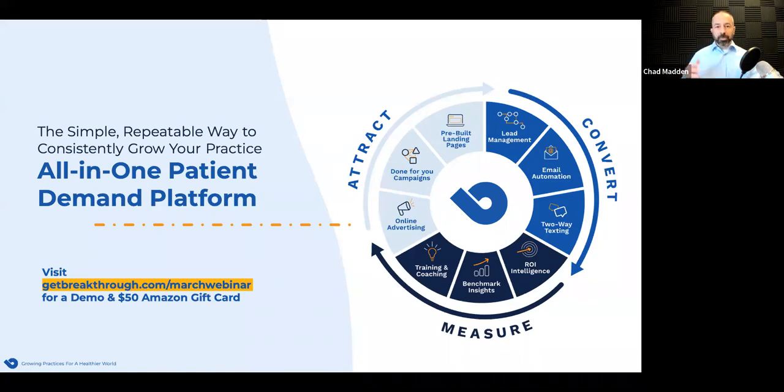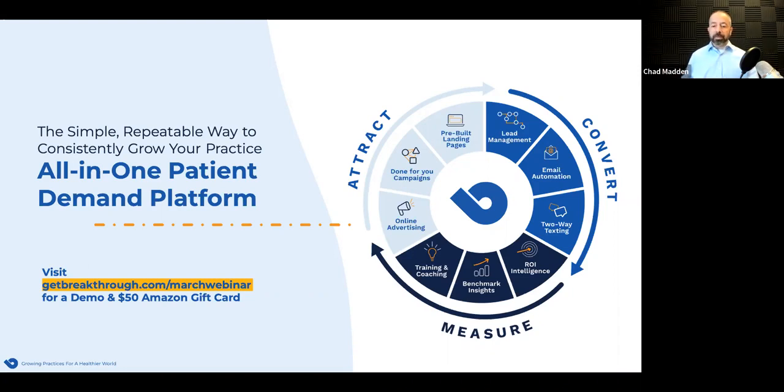After we attract them, after the person raises their hand, interacts with our marketing, with our ad, we then have to convert them over to that paying patient. So this is the lead management, the email automation that works automatically, and the two-way texting, giving us multiple options of how we can communicate with people that have responded to our ads.